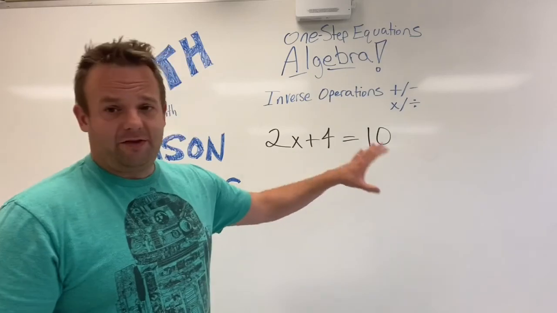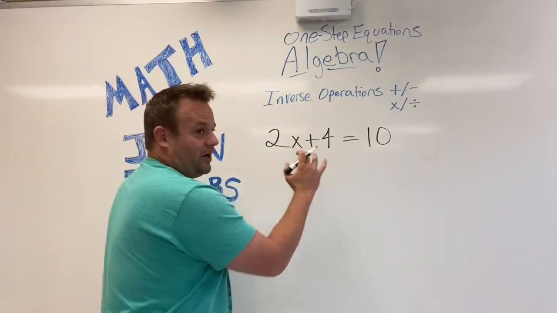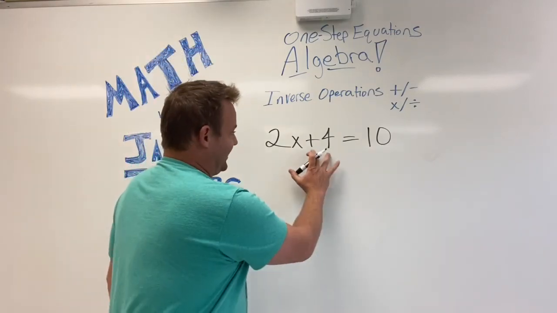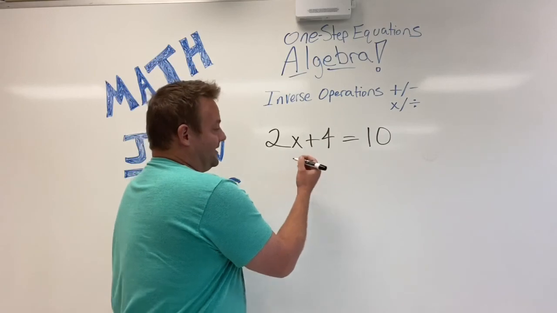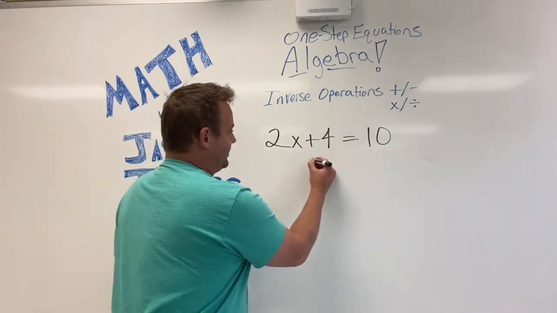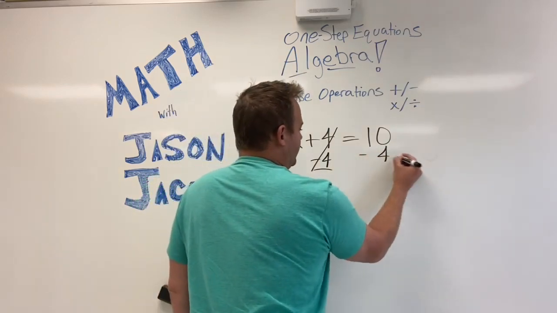Whatever you do on one side, you have to do on the other, and you're going to want to get x by itself. First thing, we're going to do the opposite of the order of operations. So we're going to get rid of this plus 4 at the end, adding 4. The inverse operation of adding 4 is subtracting 4. So subtract 4 here, cancels, subtract 4 here.